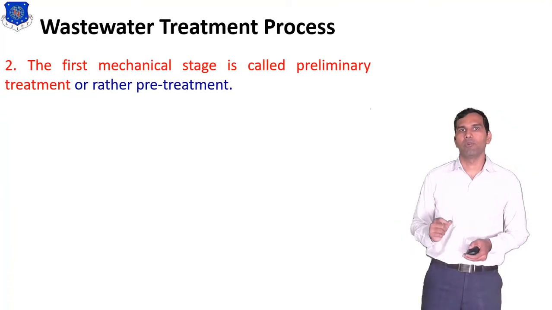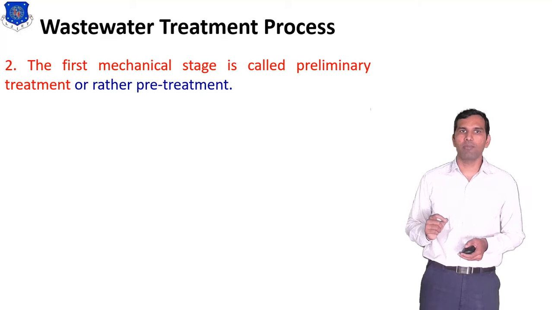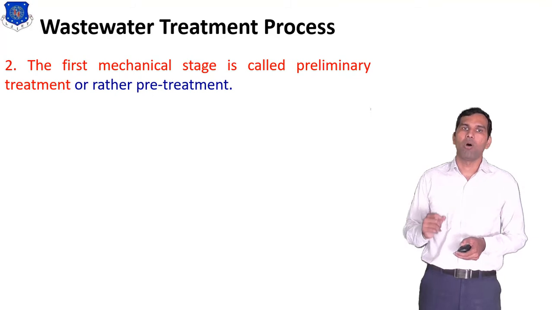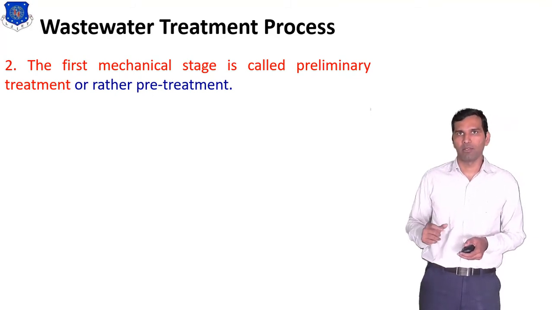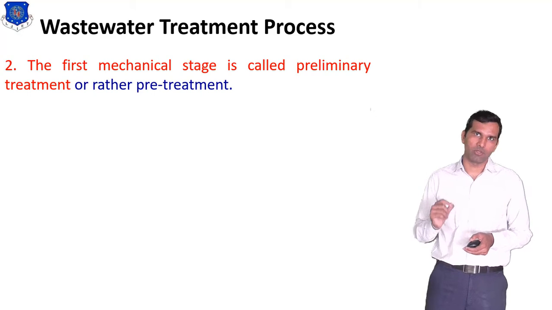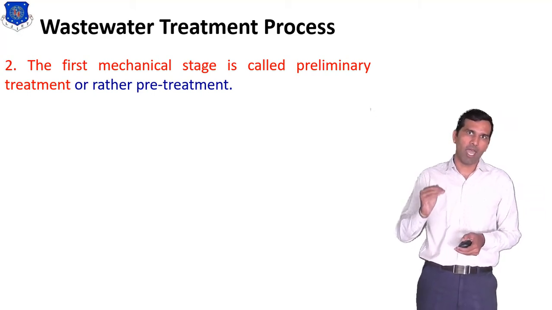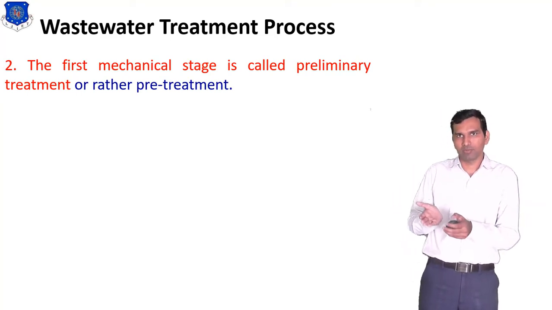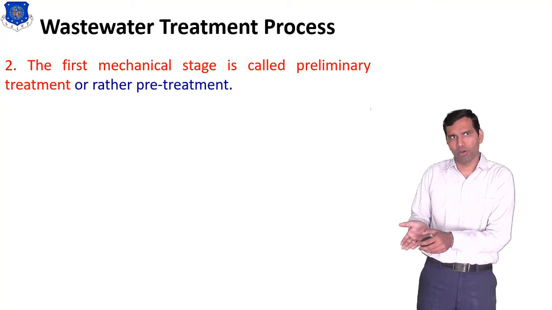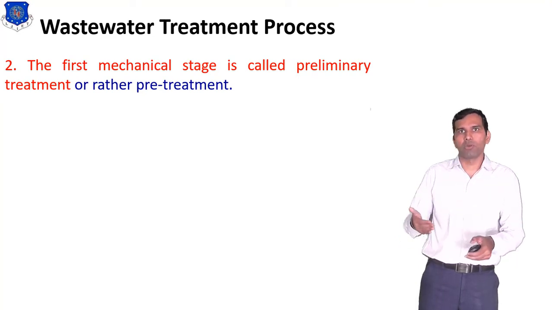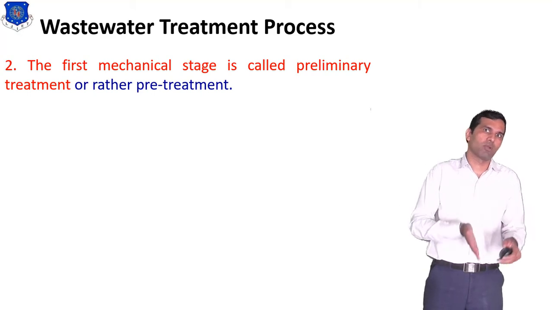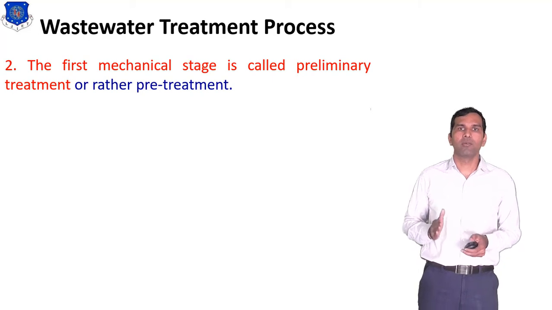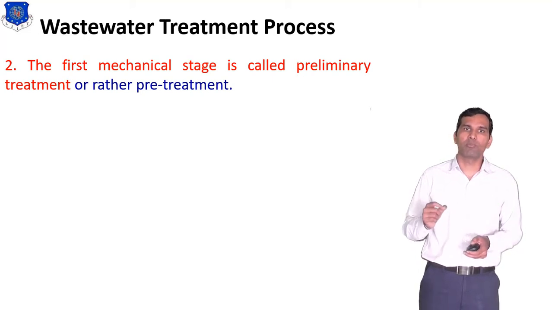Now, the second step of this process. The first mechanical stage is called preliminary treatment, or pre-treatment. As we discussed in the last slide, that part was just how we take wastewater from the different homes or industries to the wastewater treatment plant. Now, the real treatment starts. So here, stage 1 is known as the pre-treatment.